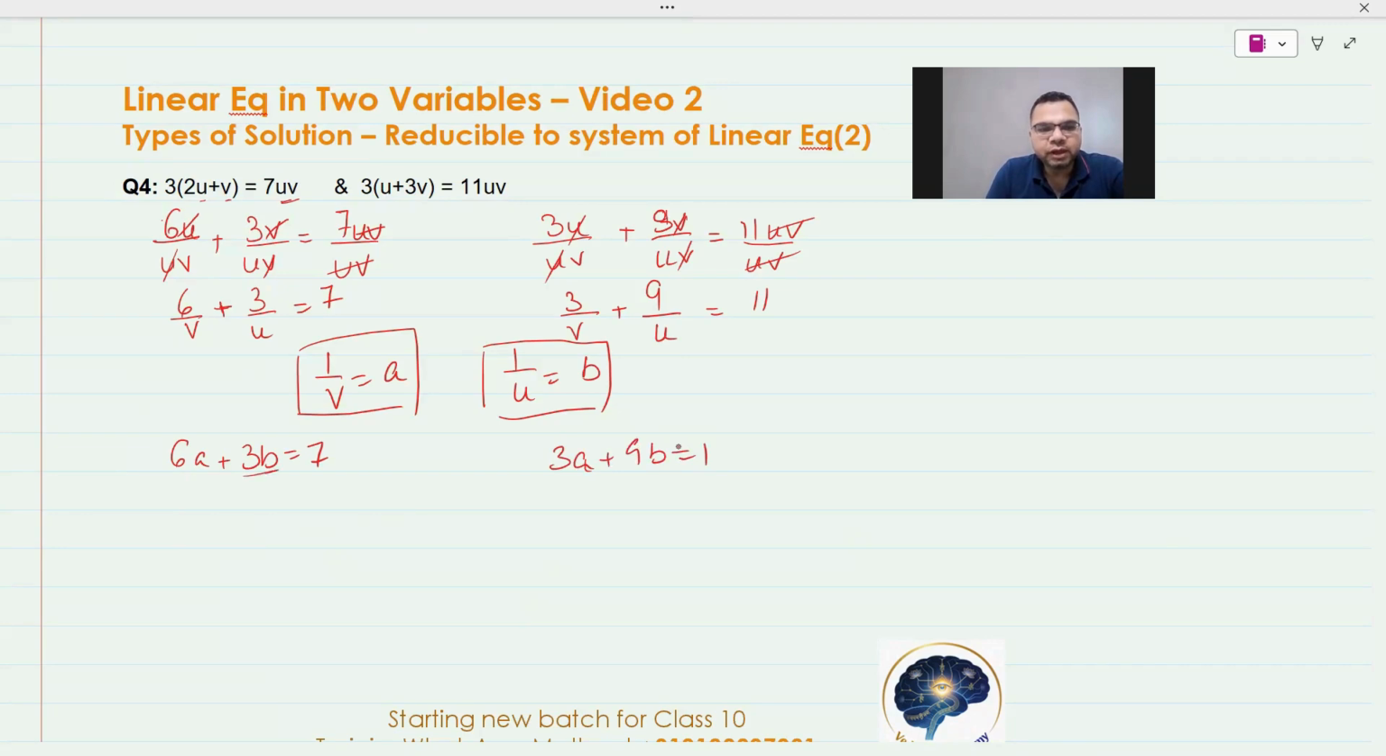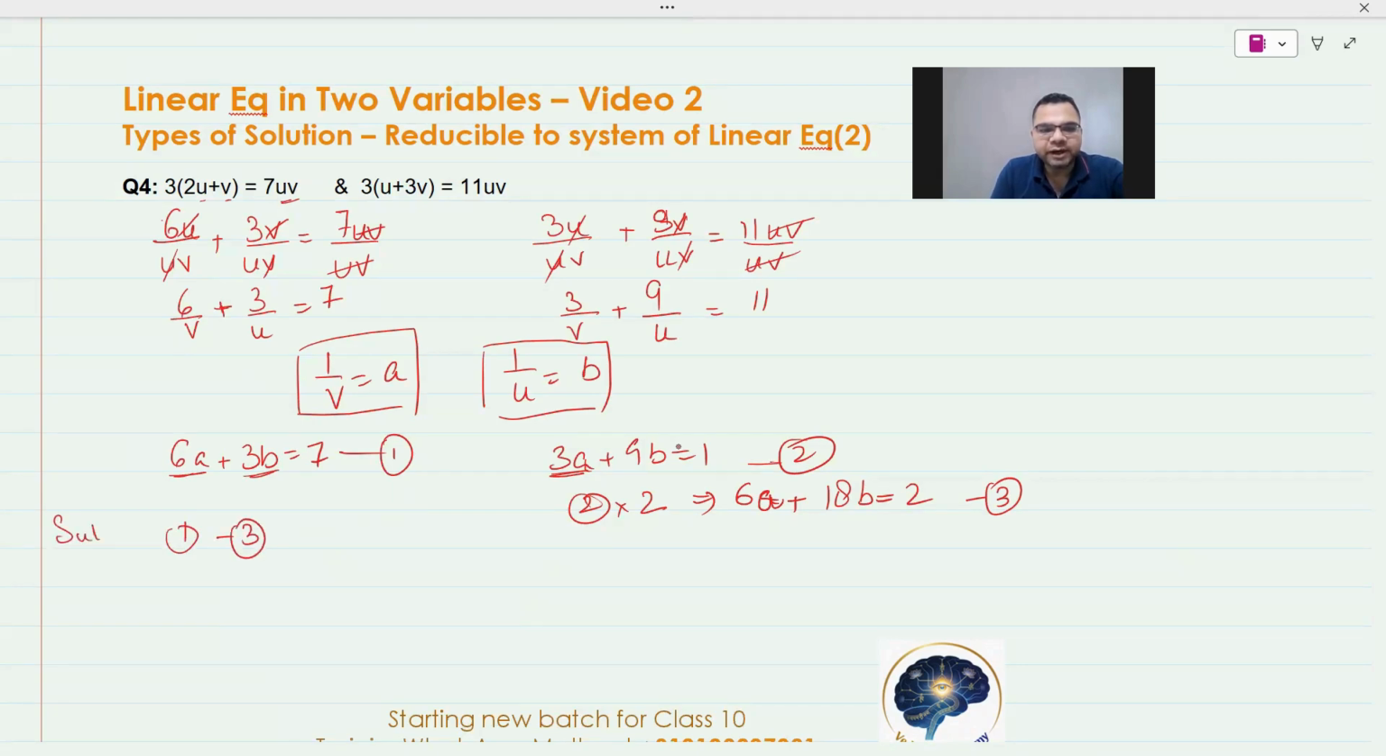So if you see here, both of the equations are quite similar. So we have 6a and we have 3a here. Let's multiply this equation. So let's say this is 1, this is 2, and I'm multiplying 2 with 2. So this becomes 2 into 3 is 6a plus 2 into 9 is 18b equals 2. So this becomes equation 3 for me. Now what I'm going to do is subtract 3 from 1.